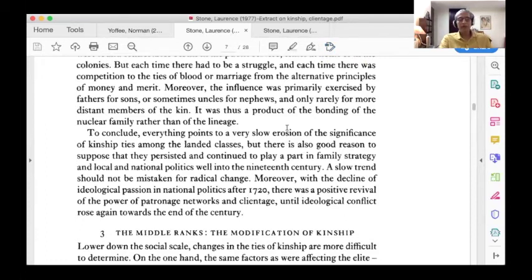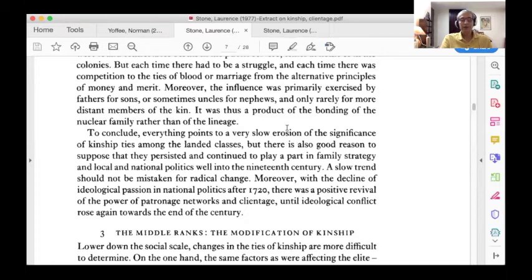To conclude, he says, everything points to a very slow erosion of the significance of kinship ties among the landed classes, but there is also good reason to suppose that they persisted and continued to play a part in family strategy and local and national politics well into the 19th century. A slow trend should not be mistaken for radical change.